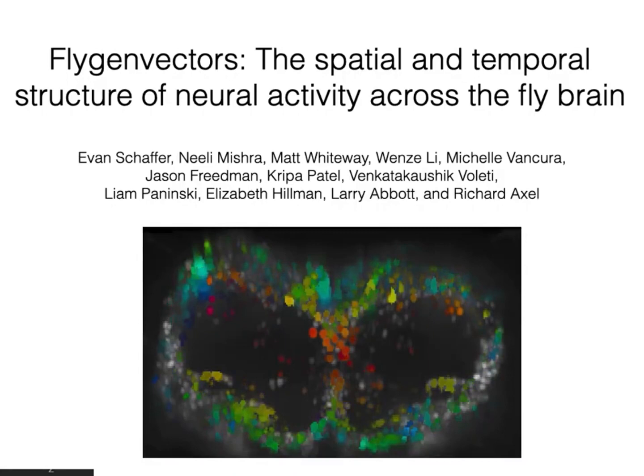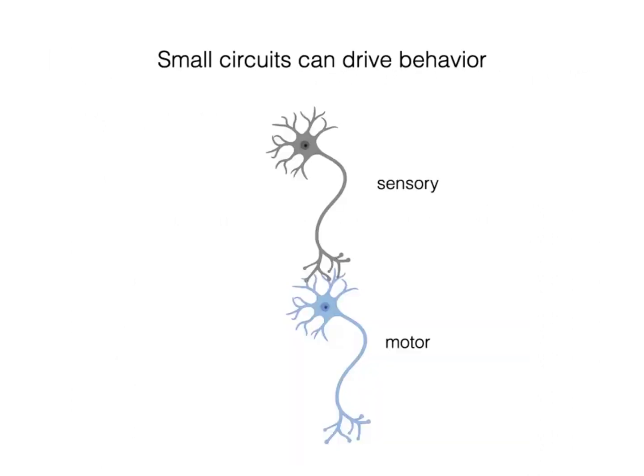The work that I'm going to tell you about is a large collaboration in which we're looking throughout the fly brain to ask what the spatial and temporal scales of brain-wide neural activity are as a fly executes simple behaviors. So thinking very mechanistically, one can ask what the minimal circuit is for a given task. We know that small circuits can drive behavior, so in the simplest case, a few synapses can get you from sensory input to motor output. This way of thinking has proven very useful.